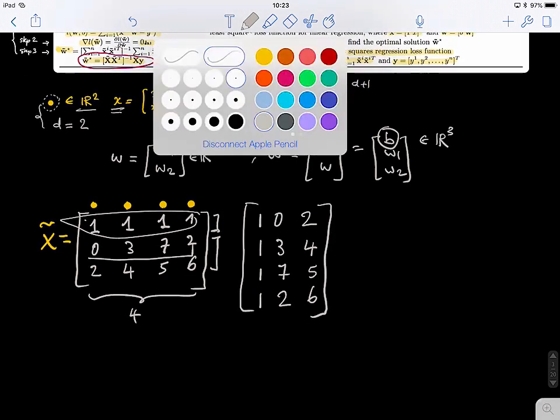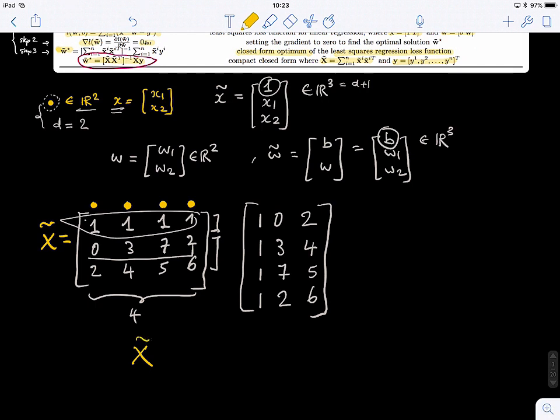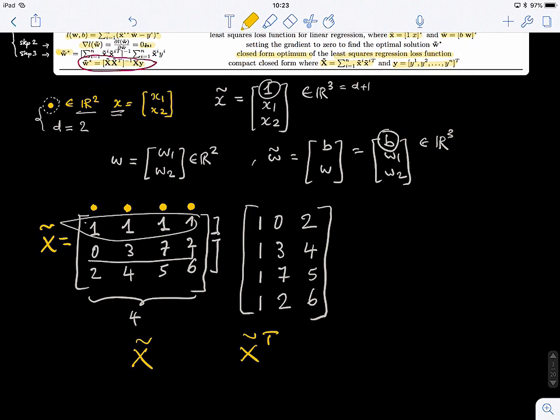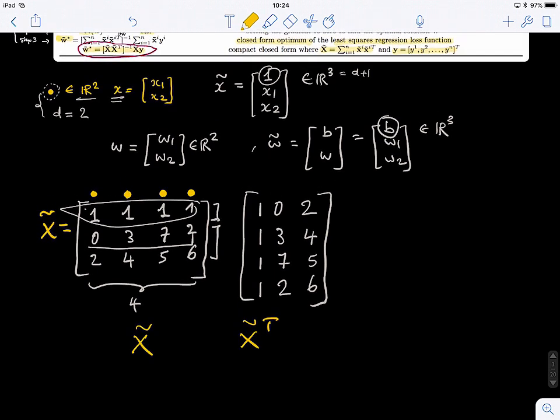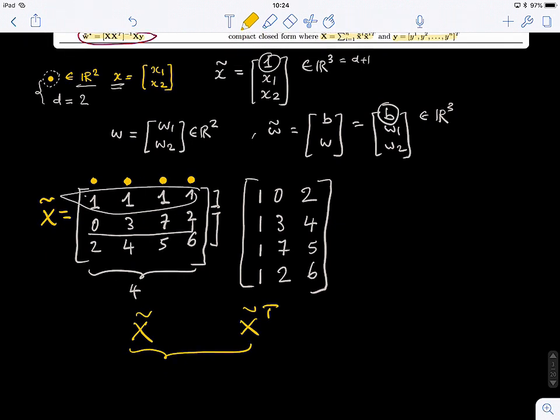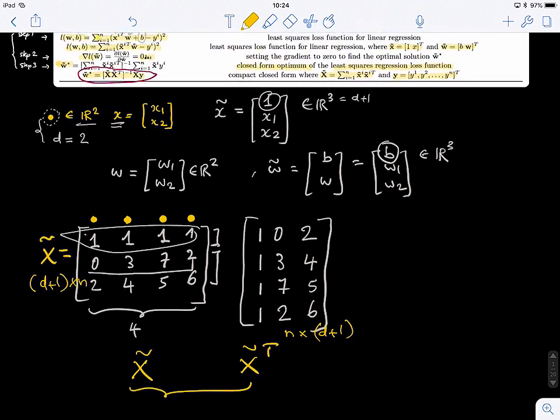So this is exactly X tilde transpose. And then after I compute this, so what do we have? You guys remember how to do this. So what is the dimensionality of the output matrix? Let me write it down. Here we have (D plus 1) times n. This is the dimensionality of this matrix. This one is n times (D plus 1). Okay? So what is the dimensionality of the output matrix?